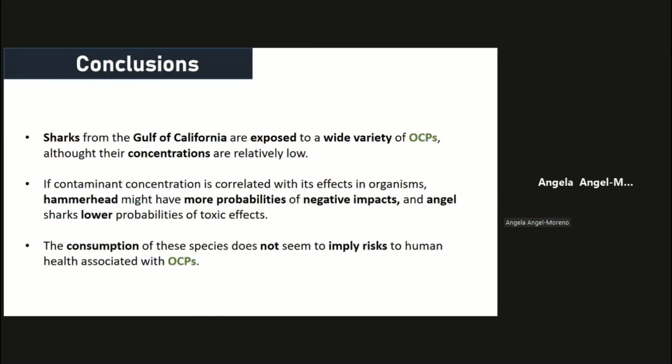So the main conclusions of this study are three. Sharks from the Gulf of California are exposed to a wide variety of organochlorine pesticides, although their concentrations are relatively low. If contaminant concentration is correlated with its effects in organisms, hammerheads may have more probability of negative impacts, and angel sharks lower probability of toxic effects. The consumption of these species does not seem to imply risk to human health associated with organochlorine pesticides.